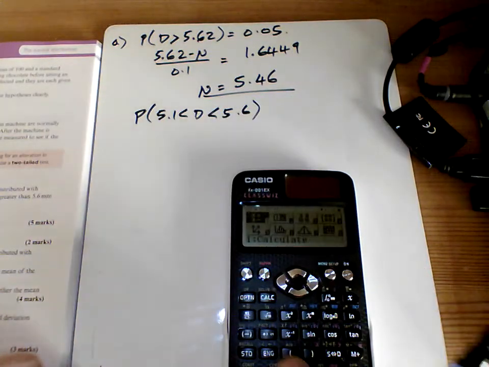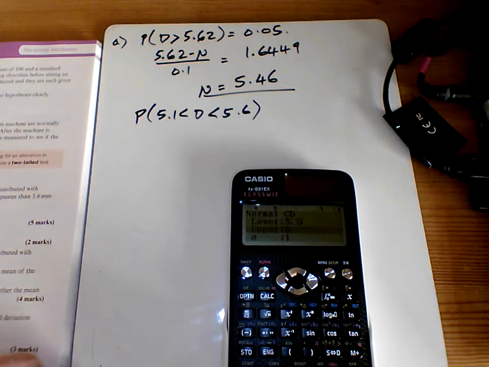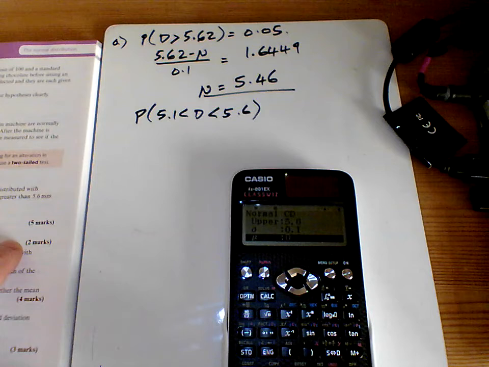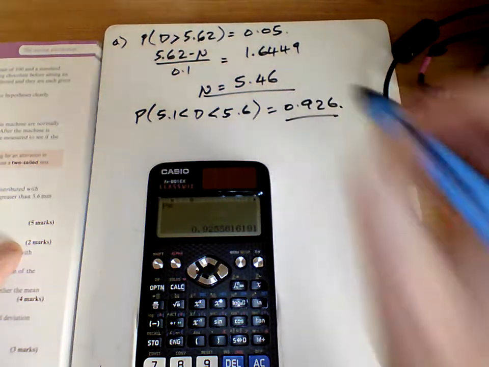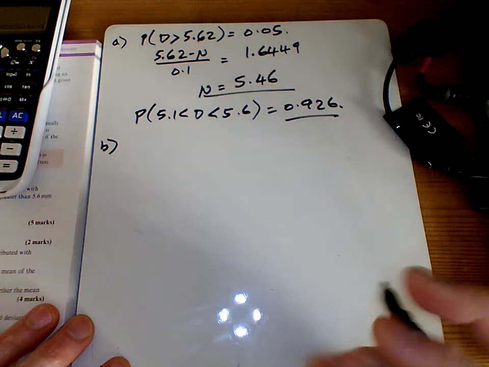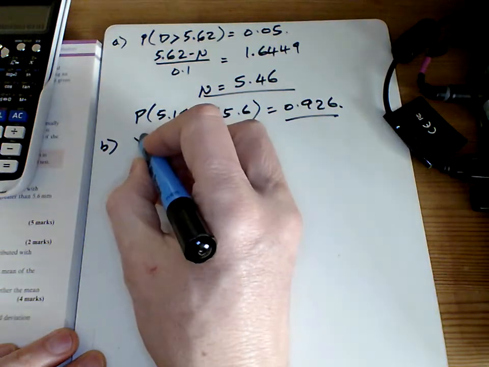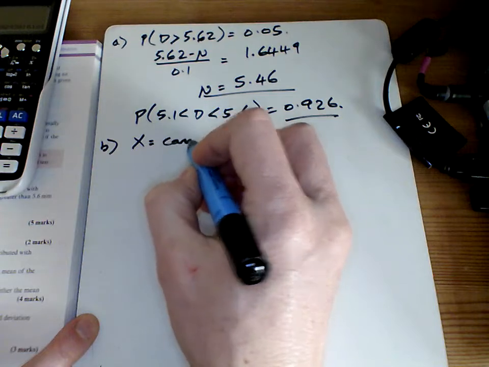So straight back in here, this time with the normal distribution here, the lower at 5.1, the upper at 5.6. The standard deviation we were told is 0.1, and I've got the mean there in the answer. And so I've got 0.926 is the probability that it can be sold. In part B, we've chosen 12 of them. Now, this isn't the mean of 12. This is now counting how many can be sold, or actually the question says cannot be sold.